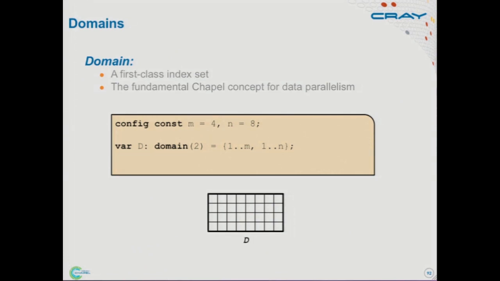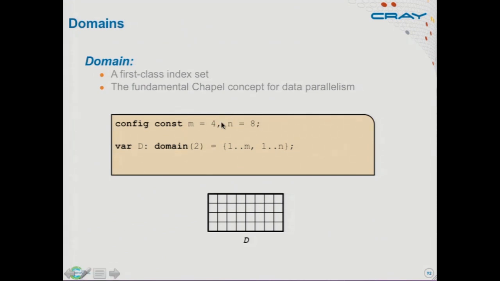We call it a domain. In my previous work on the language ZPL, we called it a region. In both cases, this is basically a language concept that represents an index set. So you can think of it as a set of indices that you're giving a name. You can assign to it, pass it around, all the normal stuff. And it is, again, the fundamental concept in Chapel for data parallelism.